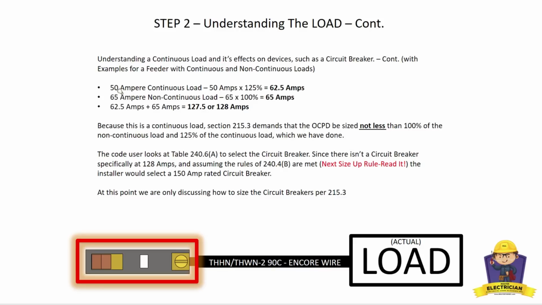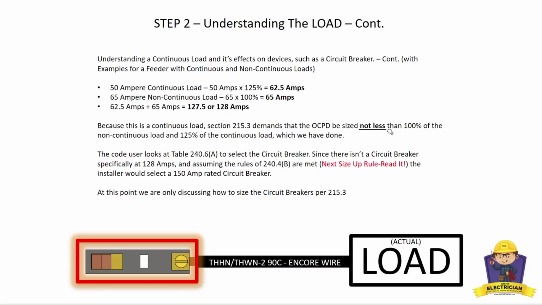In this case, we have 50 amperes of continuous load, but we've added an additional 65 amperes of non-continuous load. So what we've got is 50 times 125%. Remember, we're sizing for the circuit breaker in this case. And then we have the 65 amps non-continuous at 100%, so it's 65. You add the two together, you get 127.5, or rounded, because 0.5 is a major fraction, we go up to 128 amps.